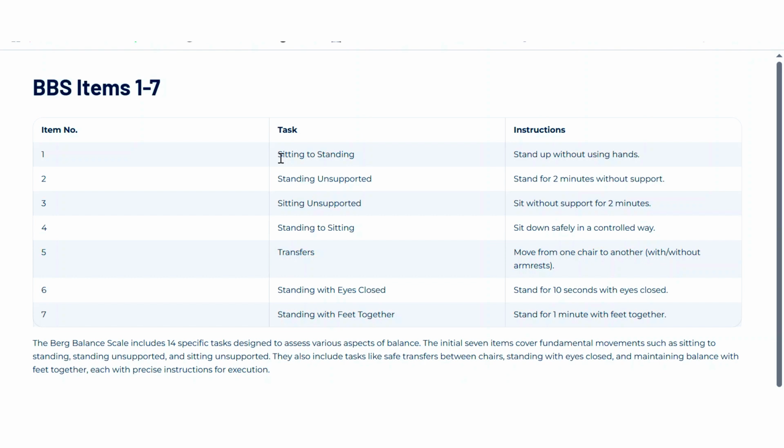Now the second component is standing unsupported. How can you instruct the patient? Stand for 2 minutes without any support. Just simply stand feet apart, in a normal standing position. You don't have to work any hard. Just stand for 2 minutes and check on a stopwatch for a complete 2 minutes. Just done. So 0 shows the patient is unable to perform, and 4 shows the patient completely performed the task.